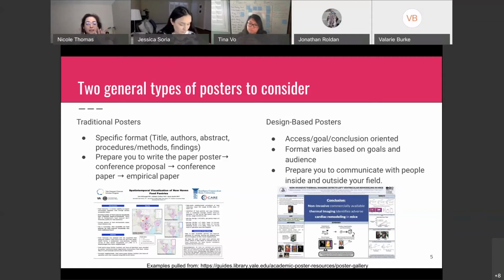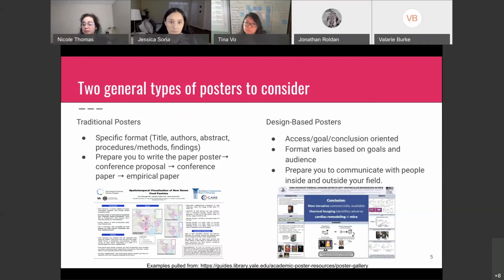For a design-based poster, that one is a bit different. This one is actually access or goal or conclusion oriented. This is a newer type of design for posters that some people have been moving towards. So it's definitely up to how it is in your field and in working with your advisor and determining what kind of poster you would like to have.